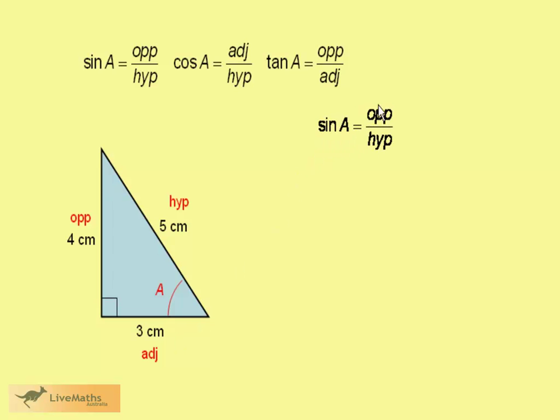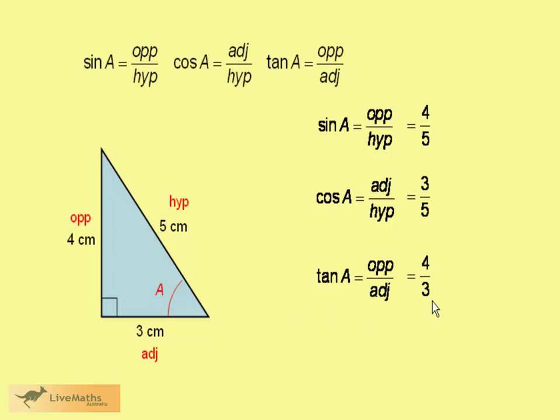Sin A is the length of the opposite over the length of the hypotenuse. Here this is 4 divided by 5. So sin A is 4/5. Cos A is the length of the adjacent divided by the length of the hypotenuse. Here the adjacent is 3, the hypotenuse is 5, so cos A is 3/5. Tan A is the length of the opposite divided by the length of the adjacent. Here the opposite is 4, and the adjacent is 3, so tan A is 4/3.